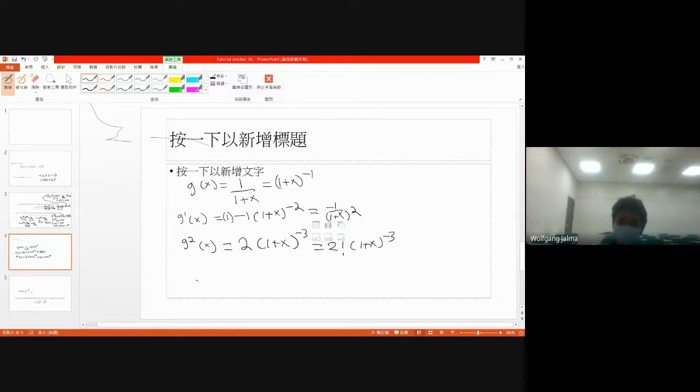Okay, so we can see the pattern. If the number is even, it will be positive. If the number is odd, it will be negative. So we proceed. The 46th derivative of g will be 46 factorial times (1 plus x) to the power of minus 47.